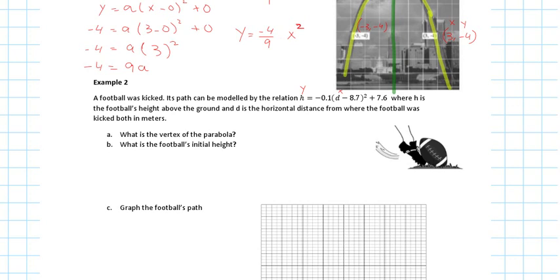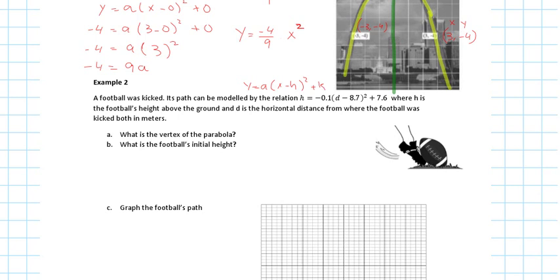What is the vertex of the parabola? First, let's look at this. 8.7. Just one second. If I look at this, does it look like it's in vertex form? It does, right? So I have h or y is equal to an a value, bracket, an x or d minus a value, squared, plus a value. So that does look like the vertex form, which is y equals a(x minus h) squared plus k. It has the same formula.